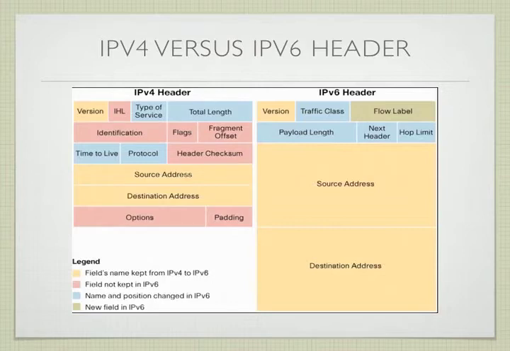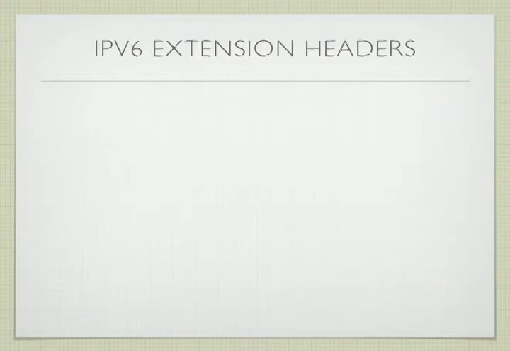And protocol becomes next header. So if there's things that have to change by protocol, they're handled then in these supplementary fields instead of in the primary header. So what are extension headers that allow this to be done? They are packet headers.